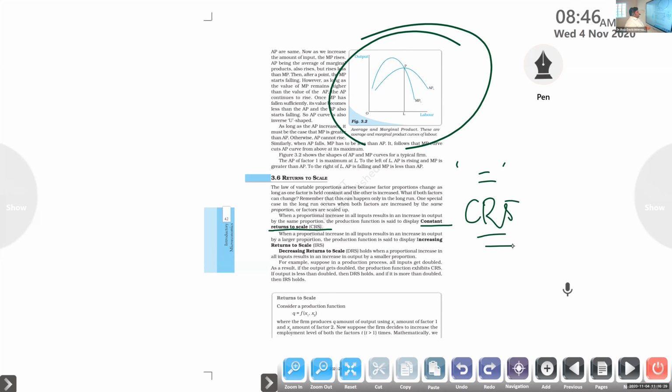Next one. When a proportional increase in the input results in an increase in output by a larger proportion, the production function is said to display increasing returns to scale. So we are making any changes.